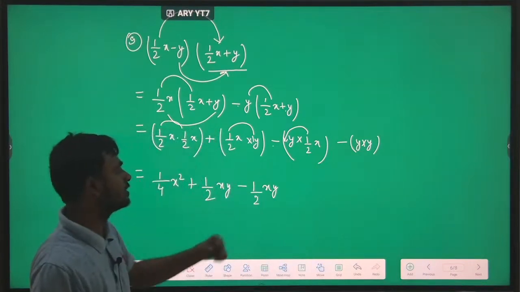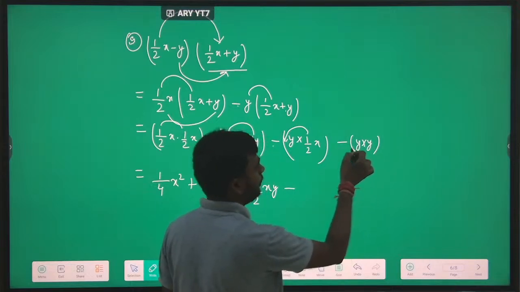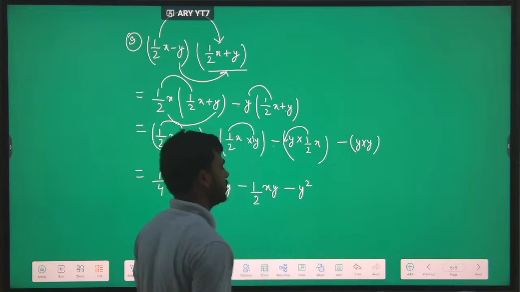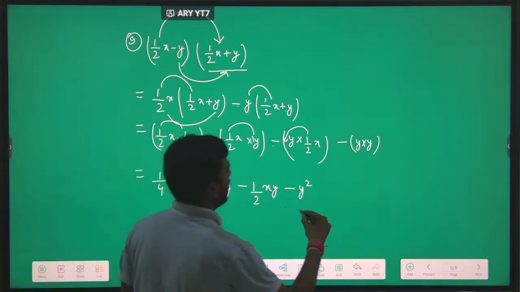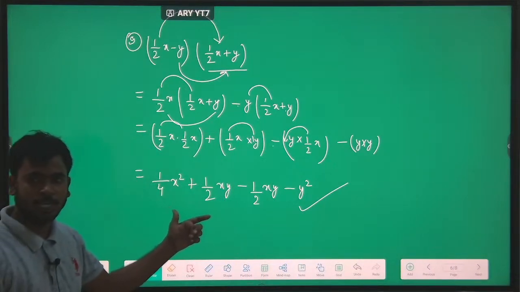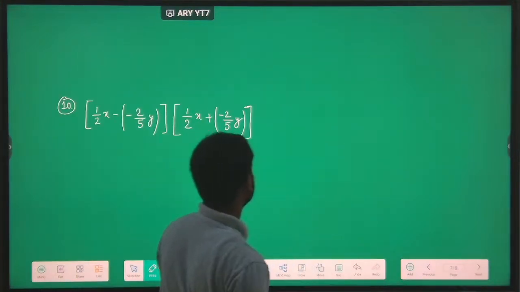So it will be minus half xy, and here it is minus y into y. Base is same, powers will be added under multiplication, so it will be y square. So we are getting this as our answer. Okay, is it okay? Now we will move to our last question.